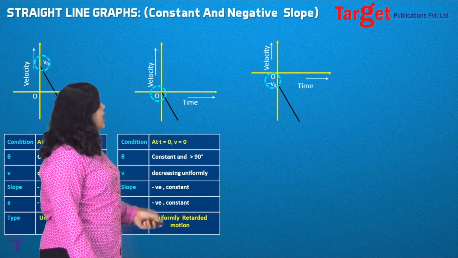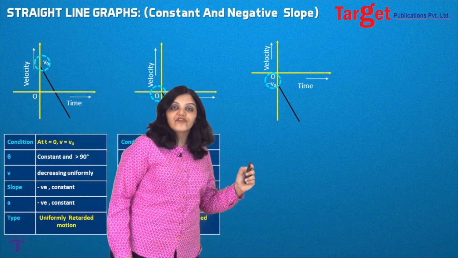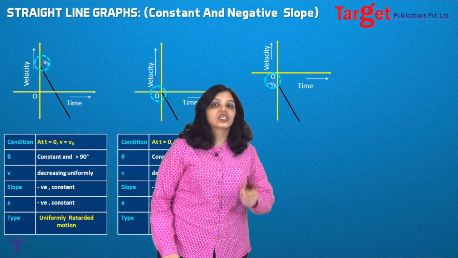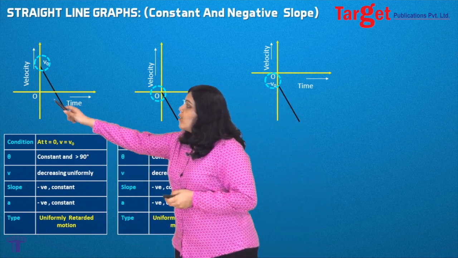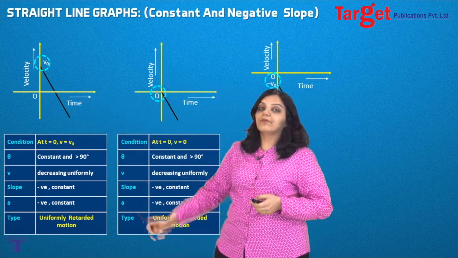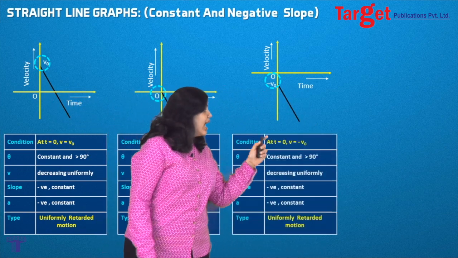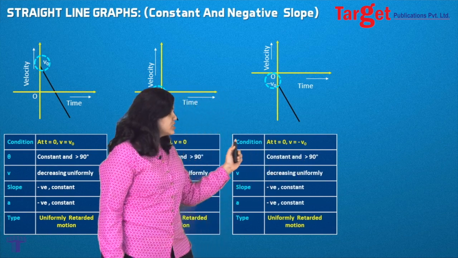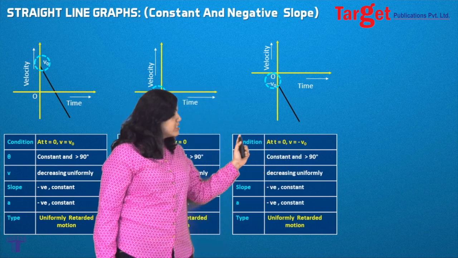Let's take a look at this graph. Again, same graph here, only the intercept has changed. Take a look at all the three graphs: positive intercept, zero intercept, and here I have a negative intercept, and therefore again only my condition changes. The remaining parts are the same.